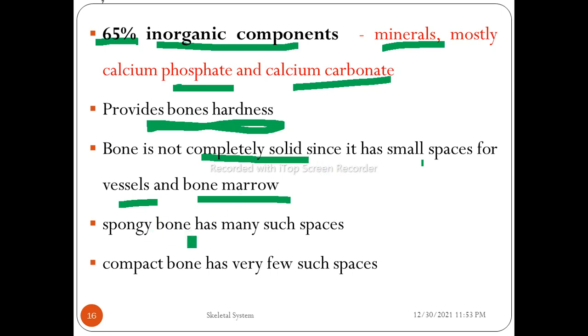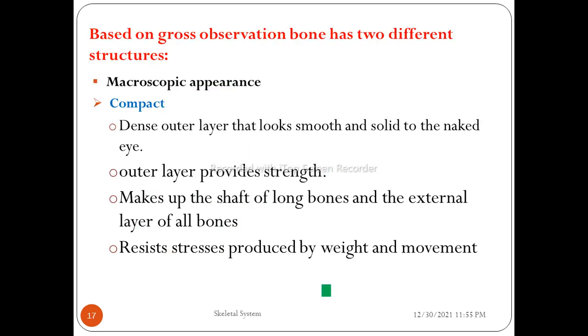So sponge bone has many spaces. Compact bone has very few spaces, only those for penetrating blood vessels. So having this concept, based on gross observation, bone has two different structures. When we look at bone based on two appearances, macroscopic appearance and microscopic appearance, in both cases the bone is divided into compact bone and sponge bone.